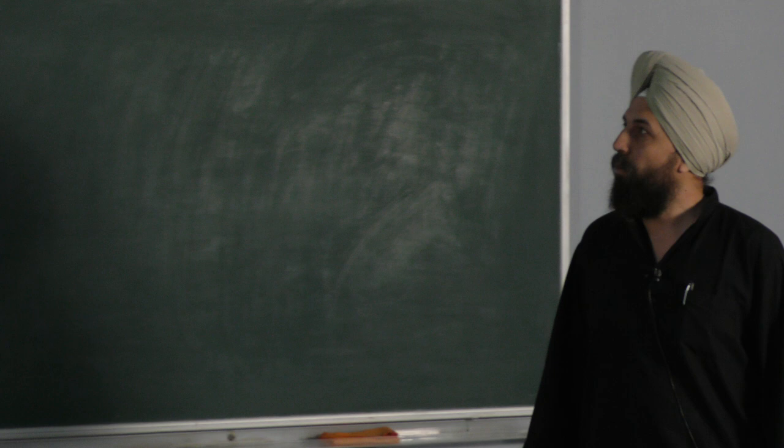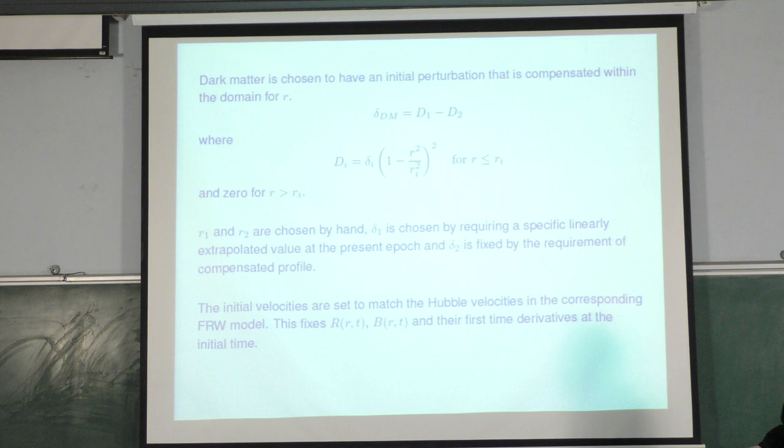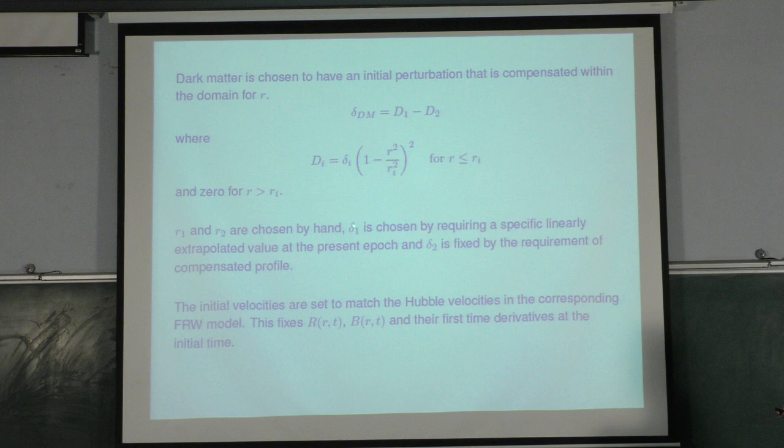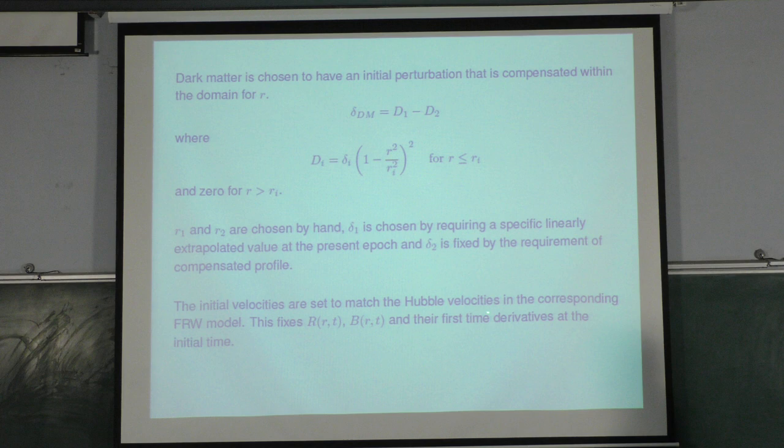So we came up with this description of the initial density contrast for dark matter, where we take two functions, d1, d2, and subtract these two out. The subtraction is done to ensure that the density contrast is compensated. At large R, there is no carried over density contrast, and we go smoothly to an FRW universe. Di is delta i times (1 minus R square by Ri square) whole square for R less than or equal to Ri, and is 0 beyond that. We choose R1 and R2 by hand. Delta 1 is chosen by requiring a specific linearly extrapolated value at the center. And then delta 2 follows from the requirement that it must be a compensated system. The initial velocities are set to match the Hubble velocities in the corresponding FRW model. So all of this together fixes R, B, and their first time derivatives.